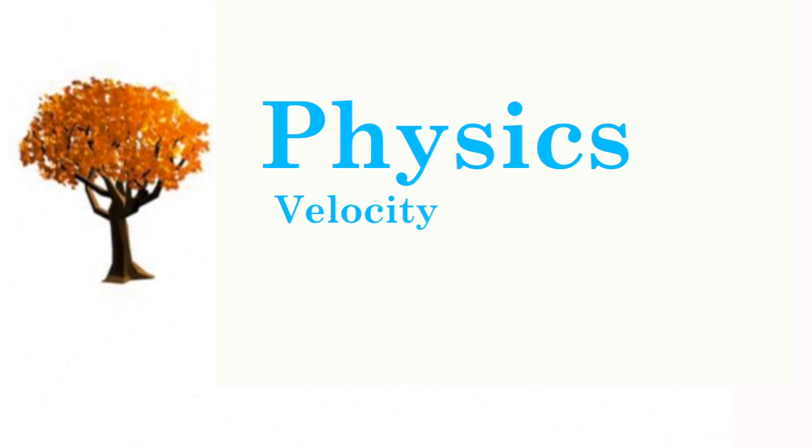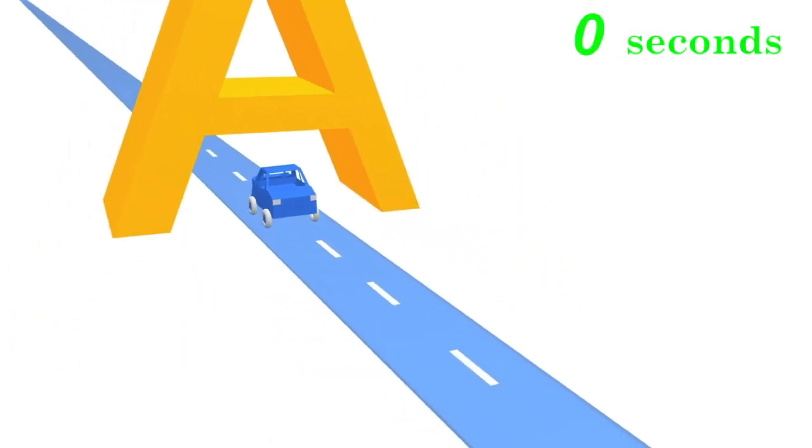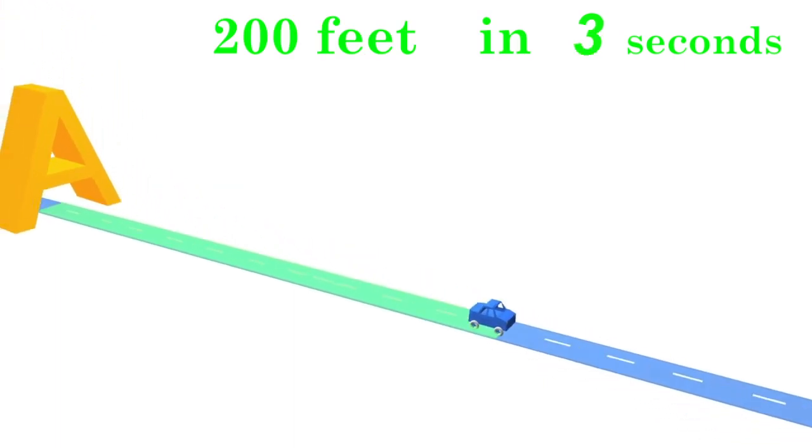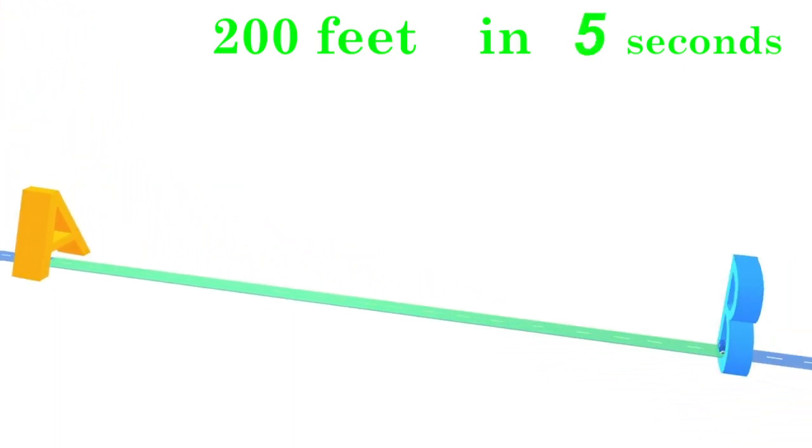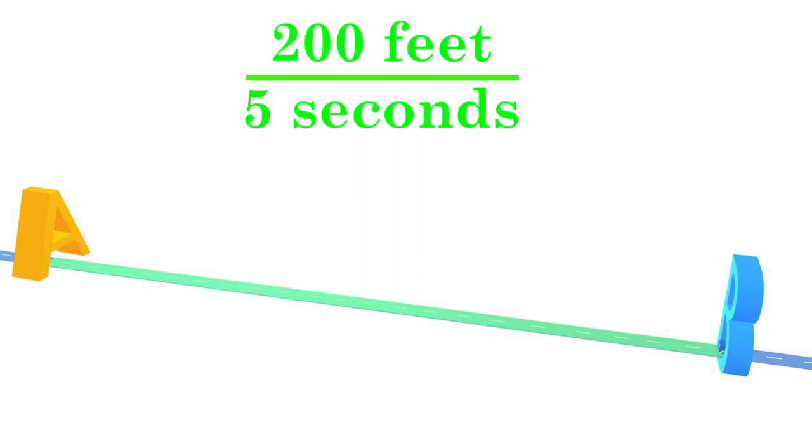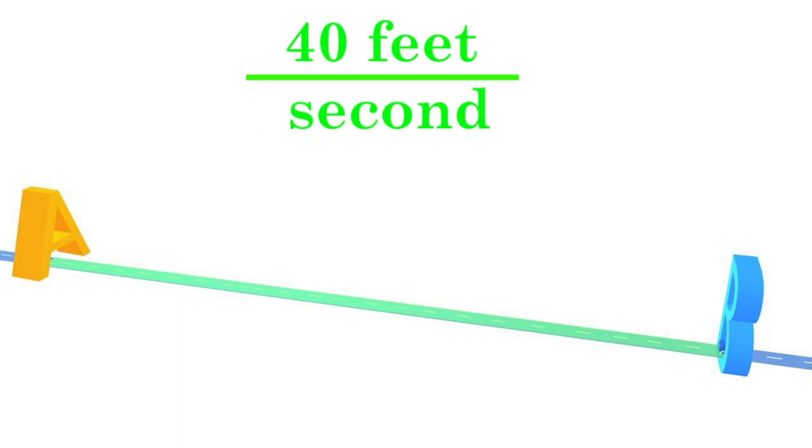How do we measure velocity? Well, if we have a car traveling at a constant velocity from point A to point B, and we know the distance from point A and B is 200 feet, and the time the car traveled between these points was 5 seconds, then we can calculate the velocity of the car by dividing the distance it traveled by the time it took to travel this distance. Therefore, velocity is a measurement of distance divided by time.